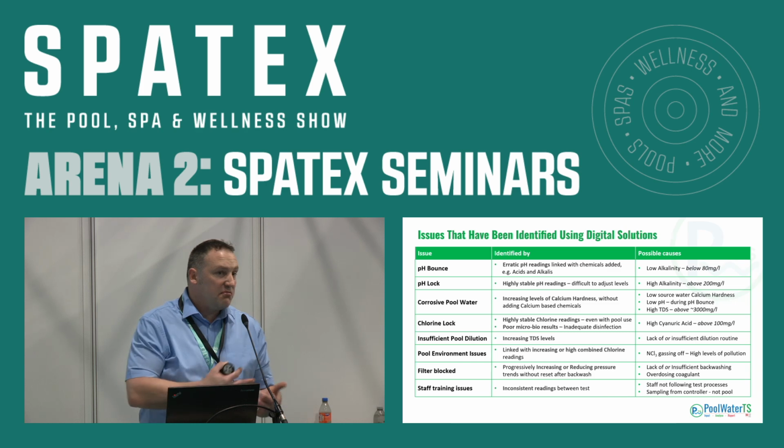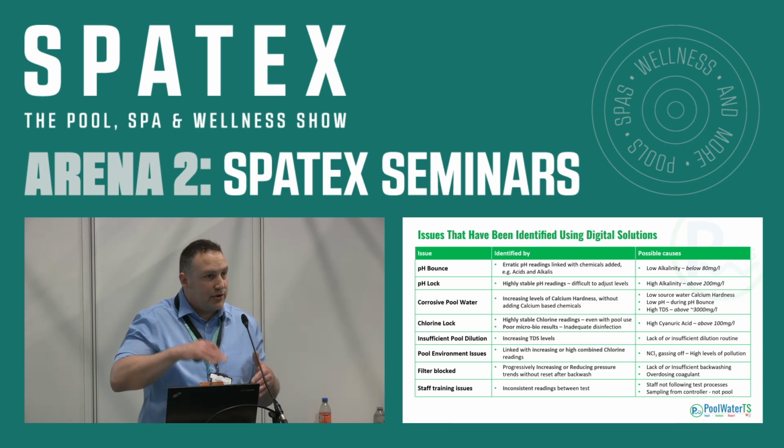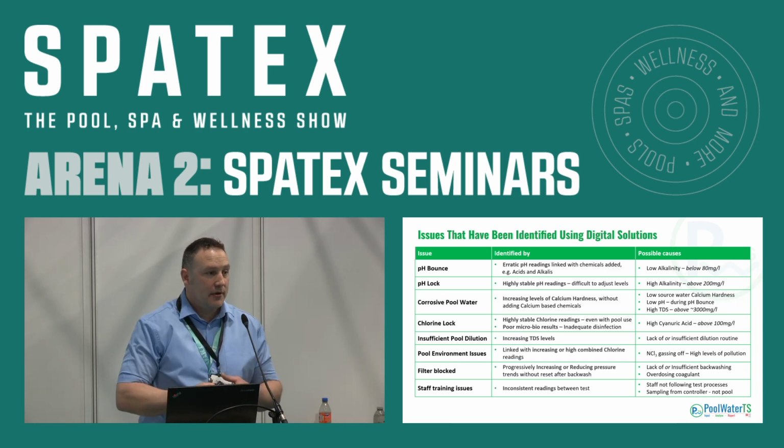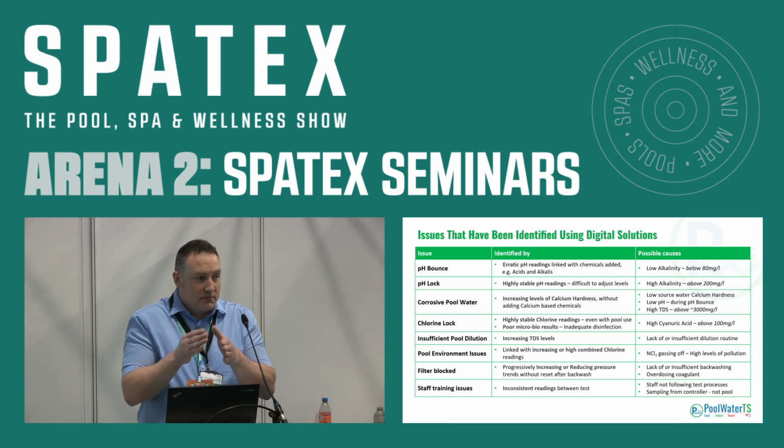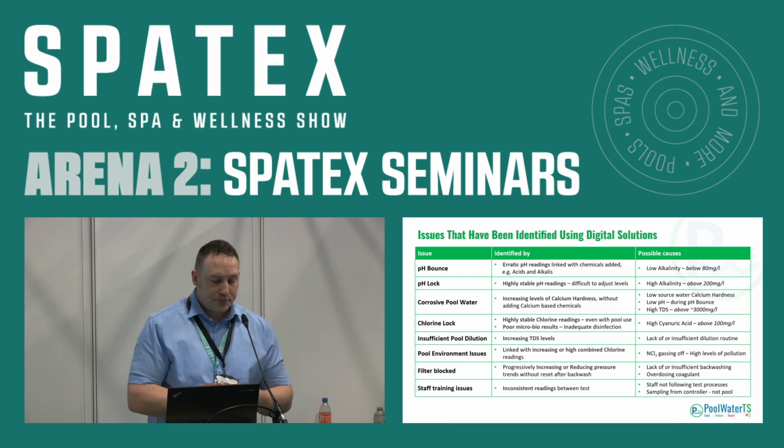Test the mains water. Let's say the mains water is at 120, yet your calcium hardness is still increasing. That's probably because you've got corrosive water, which is taking the calcium out of the grout in the pool. So those are things that can be identified by recognizing those trends. It's not something you'll see from just one reading. Those trends are really important.